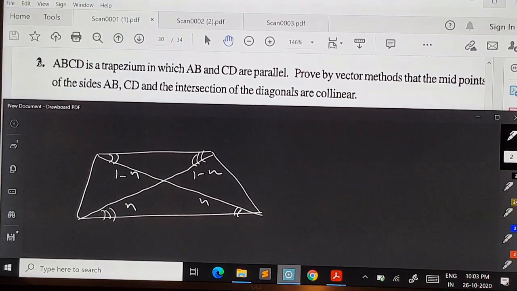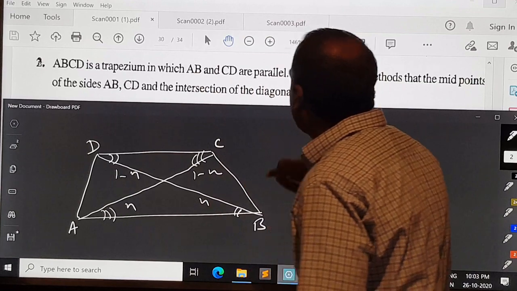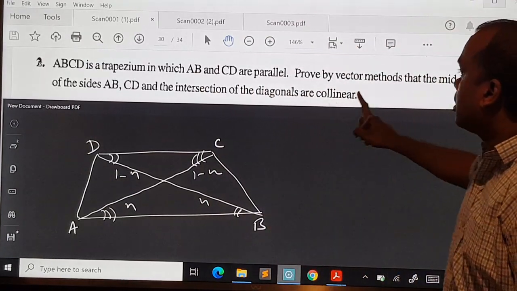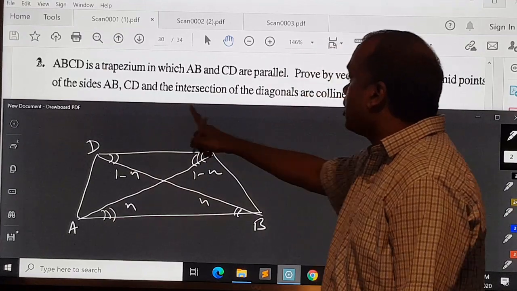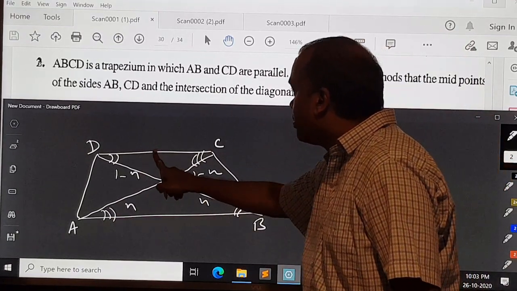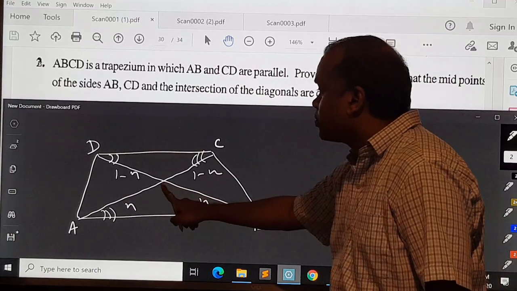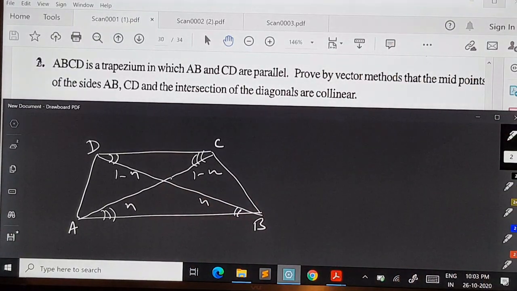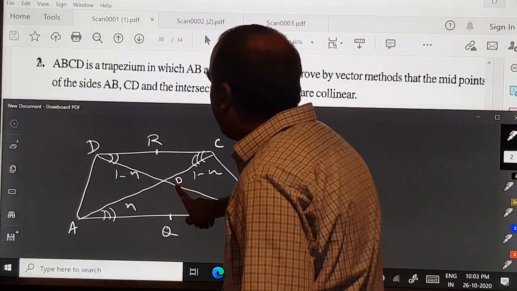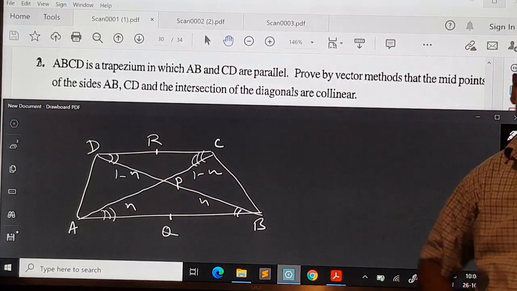Now, what should we prove? We have ABCD is a trapezium with AB and CD as parallel sides. Now, we have to prove that the midpoints of the sides AB and CD, the midpoints and the intersection of the diagonals means this point. If I call the intersection of the diagonals as P, and let's go for midpoints of the sides. So if I call this midpoint as Q, this midpoint as R, we have to prove that the points P, Q, R, they are collinear.